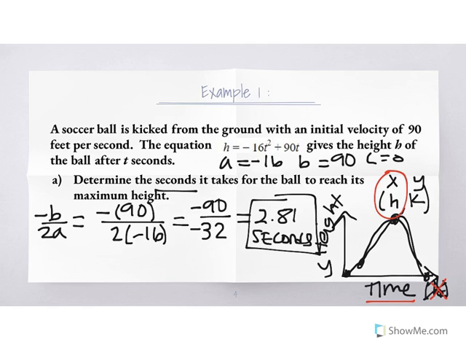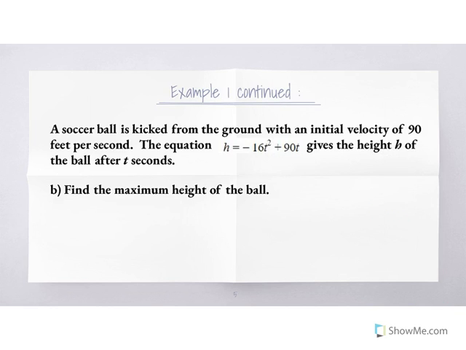In our last part, part 3, we're going to actually be writing these in sentences, so we'll come back to this one in a second. But for now, the time that the ball reaches its max height was 2.81 seconds, which was right here. So now let's continue with this same example. It's still the same one, but this time we're going to find the maximum height of the ball.